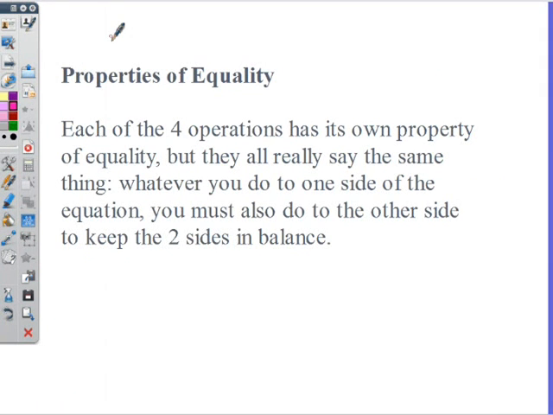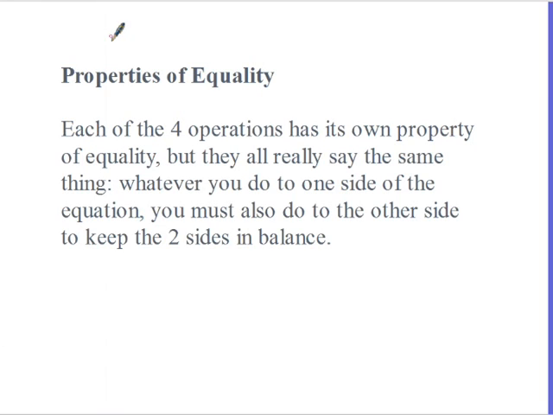The properties of equality, each of the four operations has its own property of equality, and they did give you room in your notes to write all of them down, but I think doing a quick overview is probably sufficient. They all really say the same thing. Whatever you do to one side of the equation, you must also do to the other side of the equation so the two sides stay in balance. So if you want to add 3 on one side, you got to add 3 on the other side.